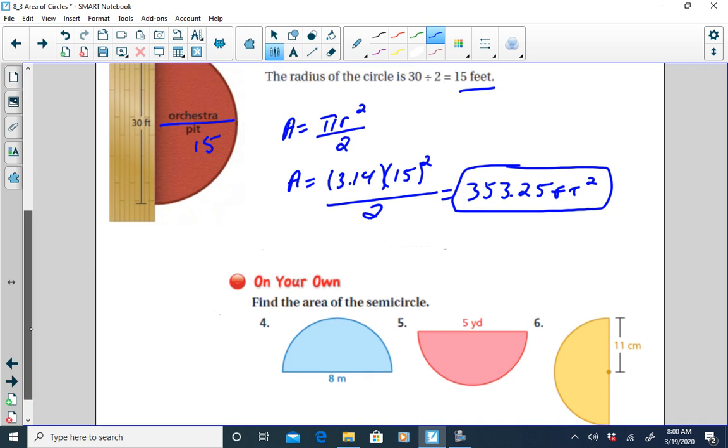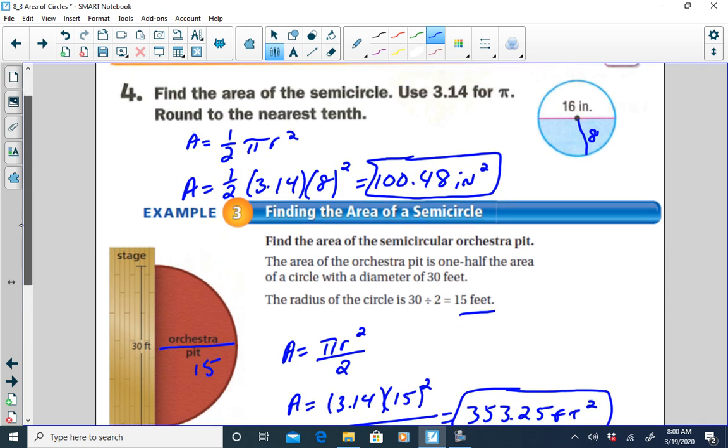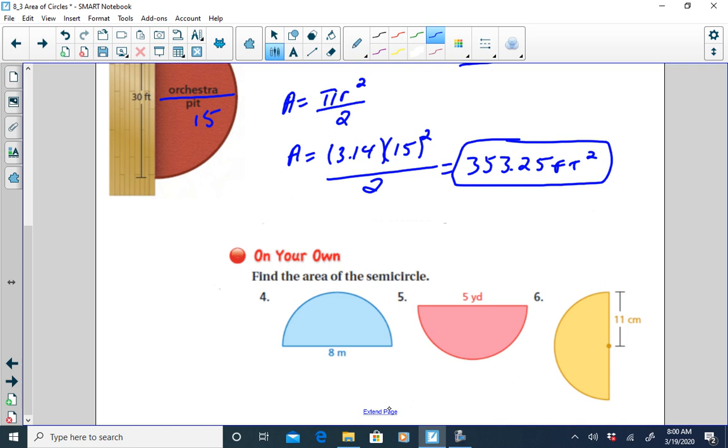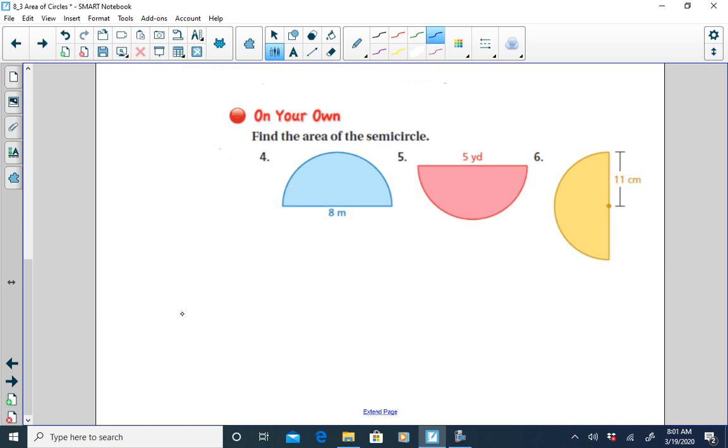All right, so we've done a couple of examples for the semicircles. I'd ask you guys to stop the video at this point and try to do these 3 problems here, finding the area of the semicircle. 2 of the problems you're given the diameter, 1 of the problems you're given the radius. All right, why don't you guys try those on your own, and then turn the video on in a few minutes, and then check your answers and see how you did.